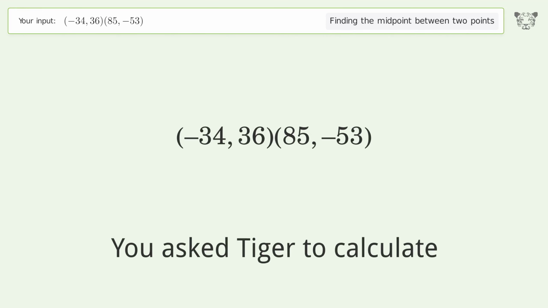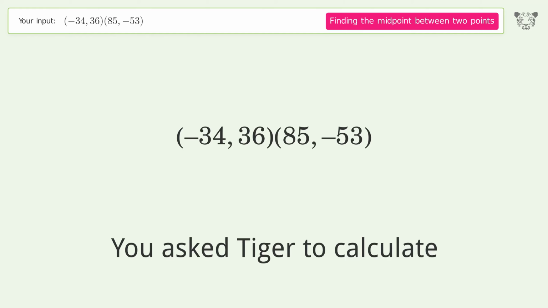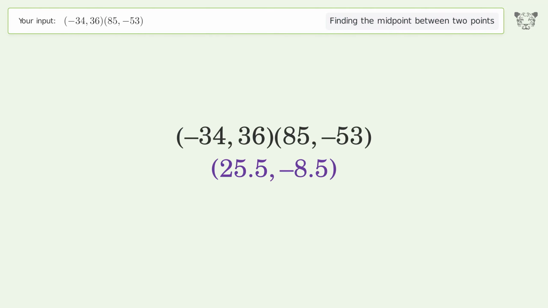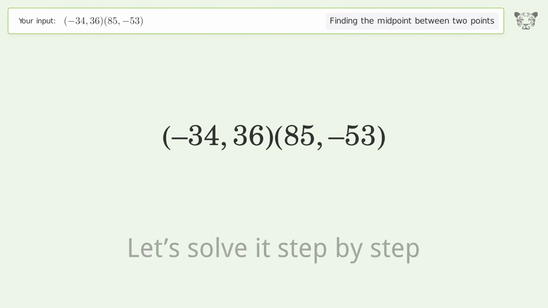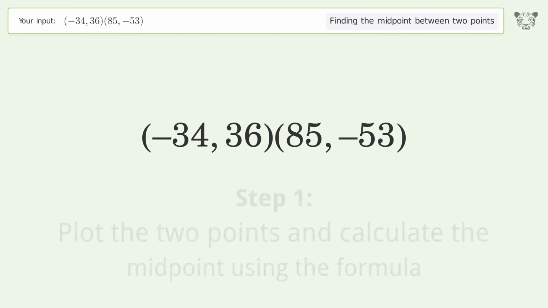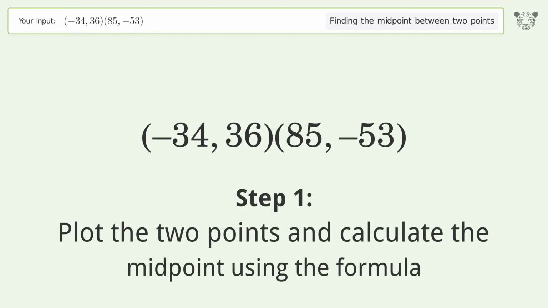You ask Tiger to calculate. This deals with finding the midpoint between 2 points. The midpoint between the 2 points is 25.5, negative 8.5. Let's solve it step by step. Plot the 2 points and calculate the midpoint using the formula.